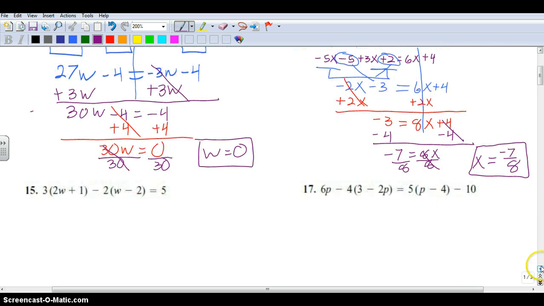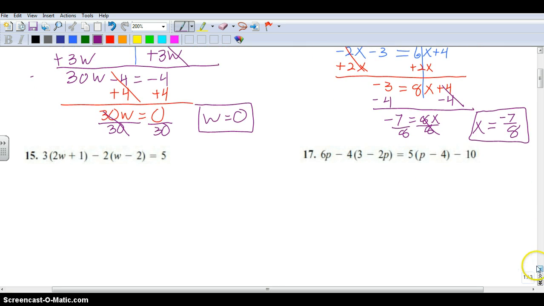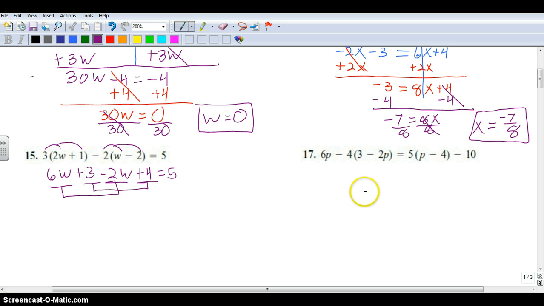So looking at these problems, it's really more the same. I'll just make a note here. You distribute the 3. This will become 6w plus 3. Then when you distribute here, you need to distribute the negative to both of these. So minus 2w, and then this becomes plus 4 equals 5. I really think y'all could pretty much take it at this point. You're going to combine these, combine right here. So I won't waste y'all's time working these out. I think you've already probably got a good grasp.